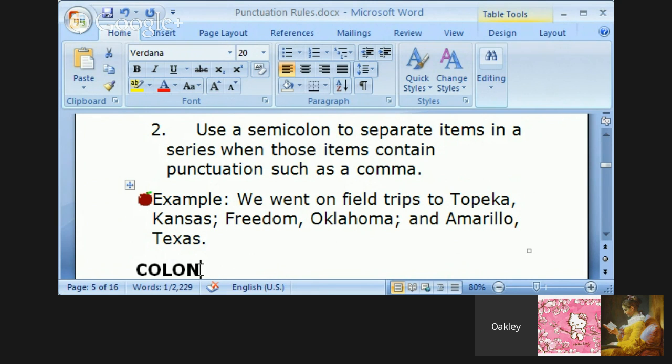Okay, next is the colon. That's the one with two dots vertically. Eliza, do you know what you use for a colon?